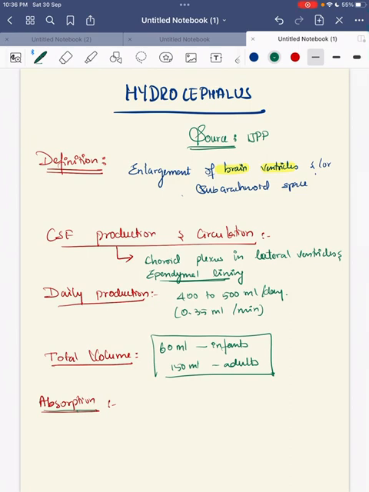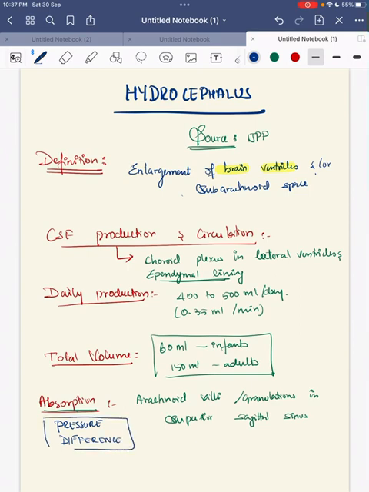The absorption takes place by the arachnoid villi or its granulations in the superior sagittal sinus. Why does this absorption take place? It is because of the pressure difference, mainly between the superior sagittal sinus and the subarachnoid space.